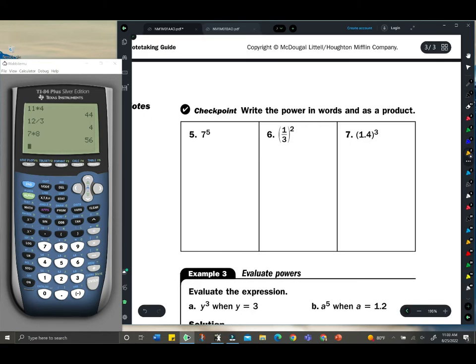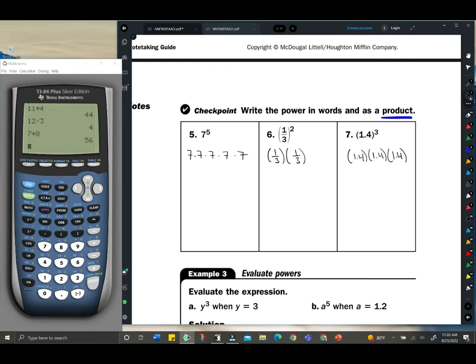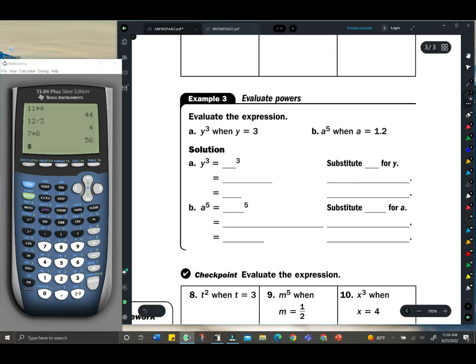Checkpoint: write the power in words and as a product. You can just write it as a product if you're okay with that. Go ahead, write it as a product. This is 7 times 7. Again, pause and try them out, and then come back to them. And those are the answers. So once again, see how you did.